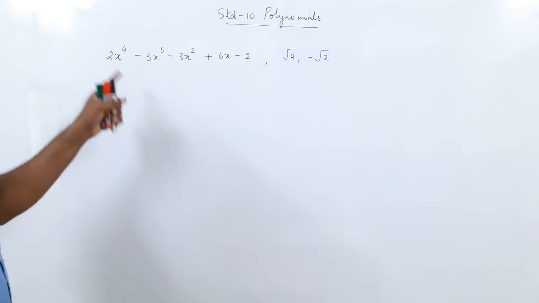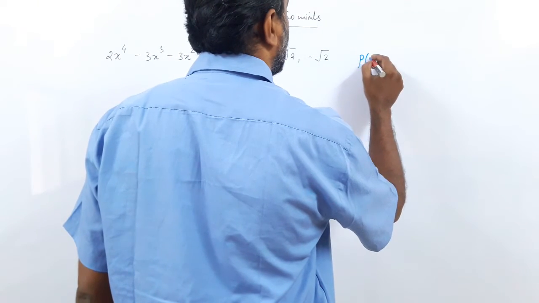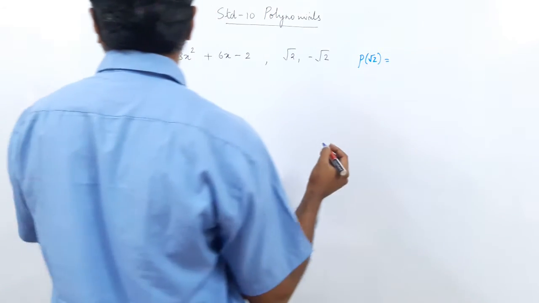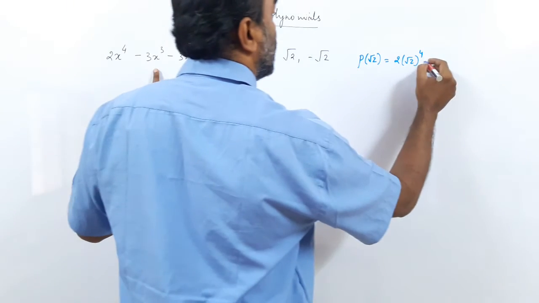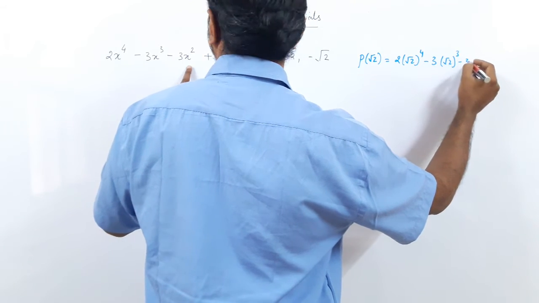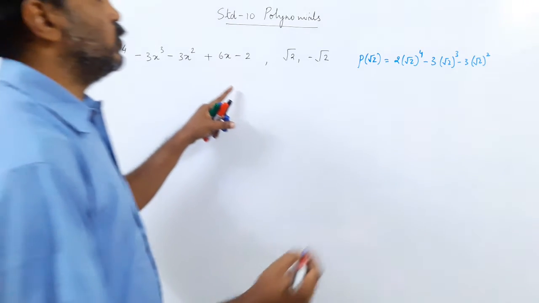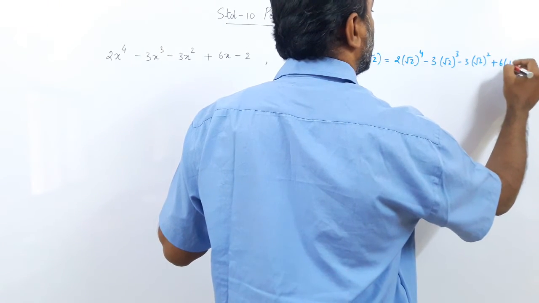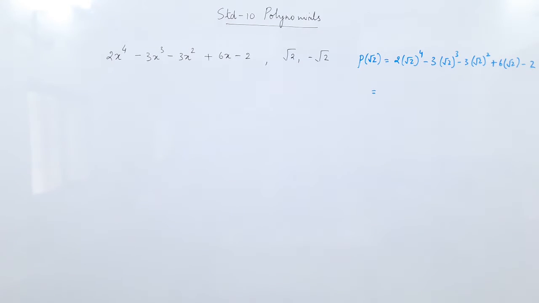They say root 2 and minus root 2 are the roots of this equation, but let us check. Let us see what is p of root 2. P of root 2 will be 2 root 2 raised to 4 minus 3 root 2 cube minus 3 root 2 square plus 6 into root 2 minus 2. What I am doing here is, instead of x I am putting the value of root 2.